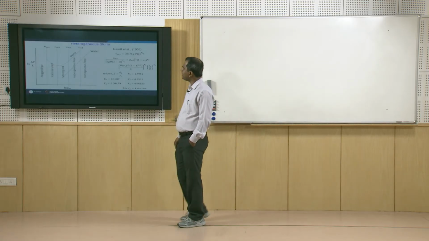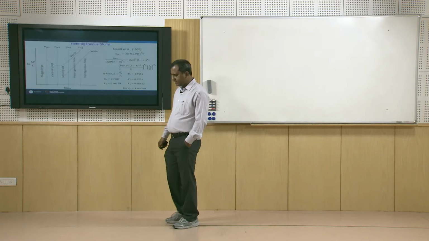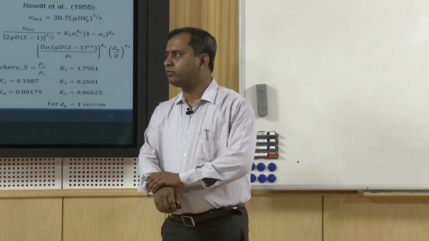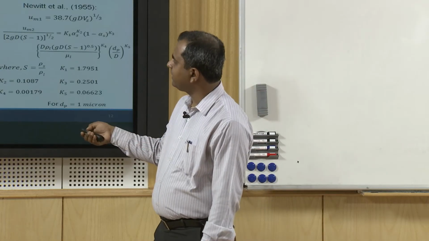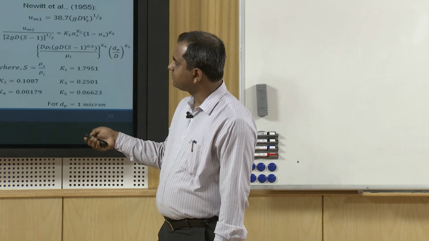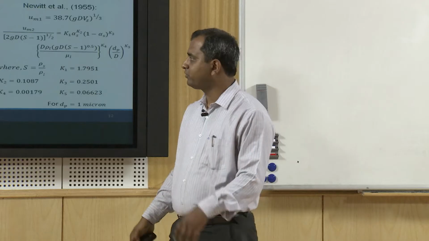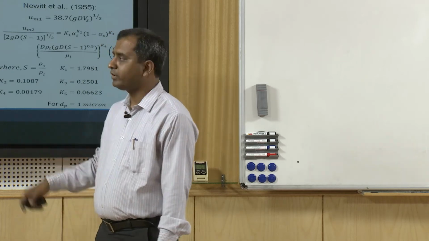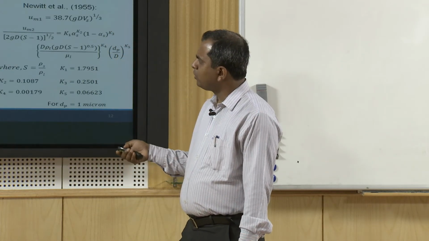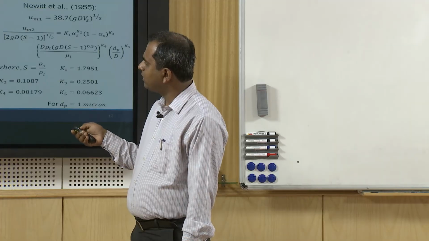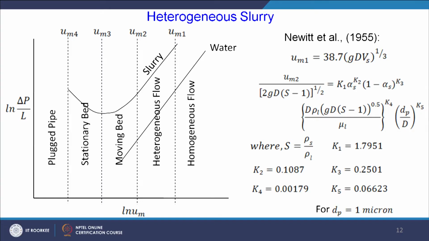Then let us go to heterogeneous slurry. After homogeneous slurry, we know that we will have homogeneous slurry at a very high velocity. Then once the velocity decreases, we will find that heterogeneous slurry comes. Then further reduction will give you a moving bed, then a stationary bed, and at some point at very low velocity you will find the pipe is totally plugged with solid.